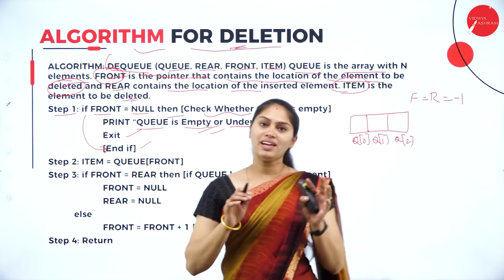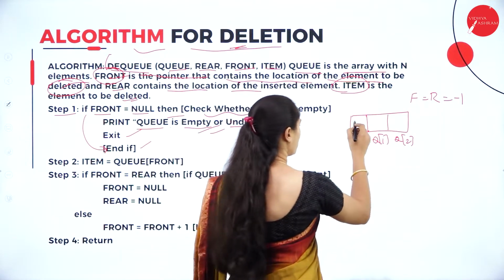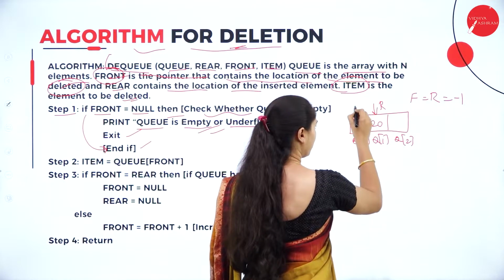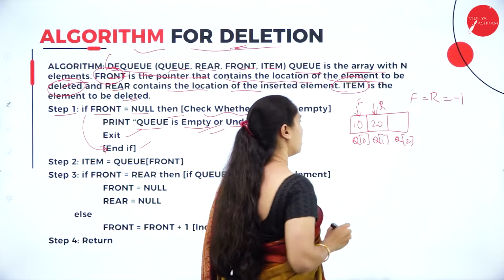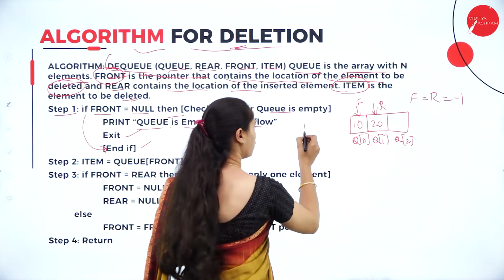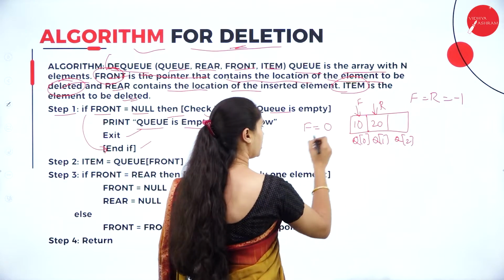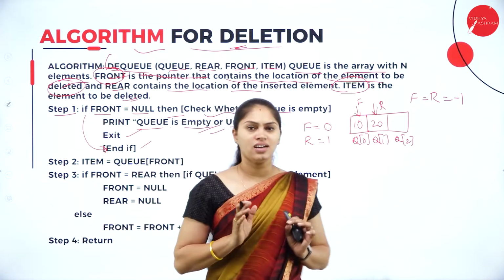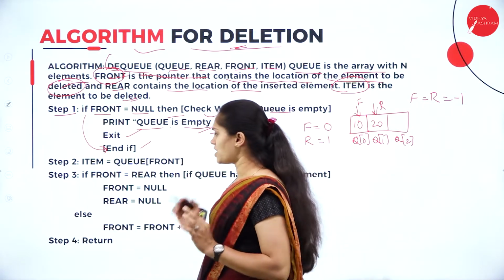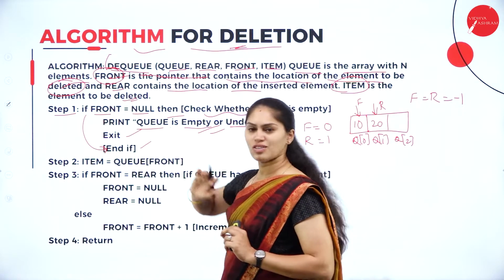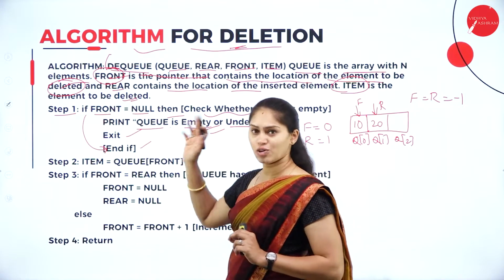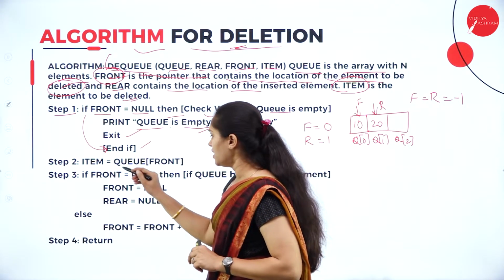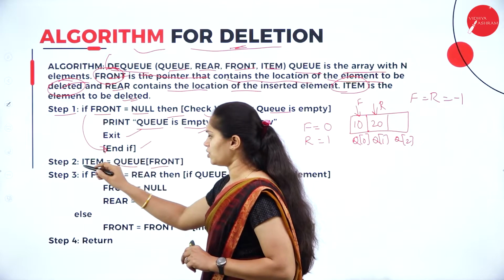Or else, what if I have an element? Just imagine I have 10 and 20. So here rear pointer will be here, front pointer will be at the 0th location. So as of now, front is equal to 0, our rear pointer is equal to the location 1. This is the rear and front pointer location as of now. If this is not the case, if front is not equal to null, or if it is in any other location than the null, then item is equal to Q of front.